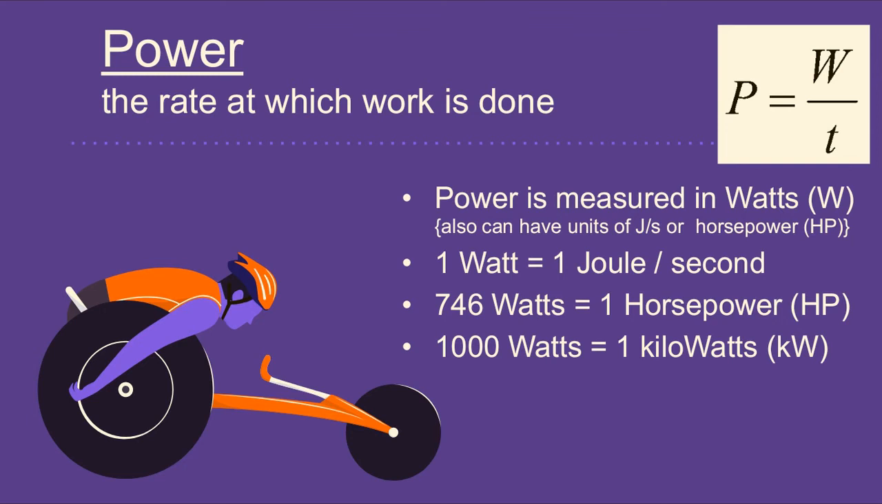All right, so power is measured in watts. It could also be measured in joules per second because of work. And sometimes we also refer to it as horsepower. So 1 watt is equal to 1 joule per second, 746 watts is equal to 1 horsepower, and 1,000 watts is equal to 1 kilowatt. Now, you don't have to memorize these. If they come up in a problem, we'll provide it to you, but it's good to know about the ratio.